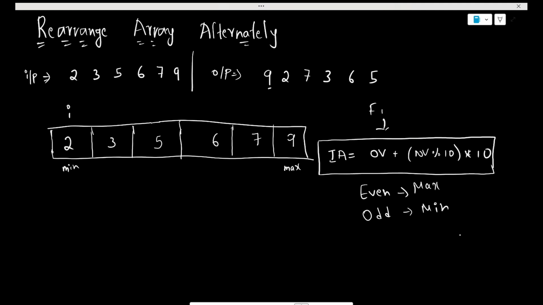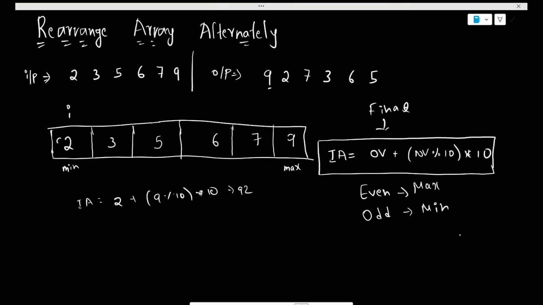This is the final formula that we're going to use. Intermediate answer is equal to old value plus new value percentile 10 into 10. So whenever I is equal to 0, that is even. So for even we should take max. So intermediate answer is equal to 2 plus max, which is 9, 9 percentile 10 into 10, that is 92.